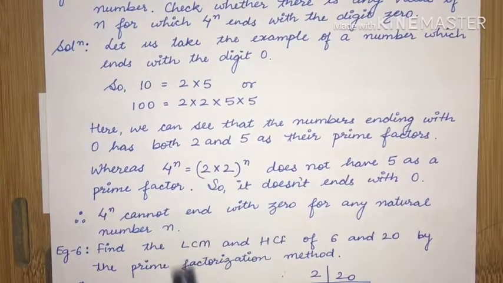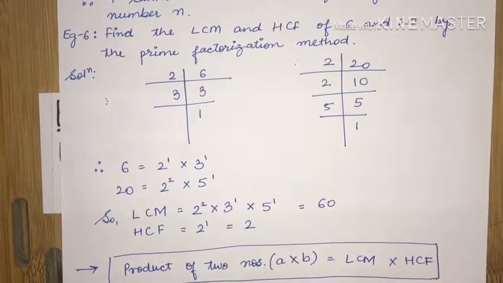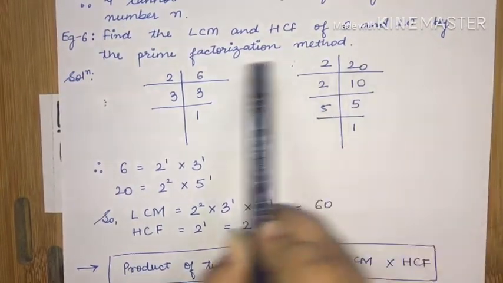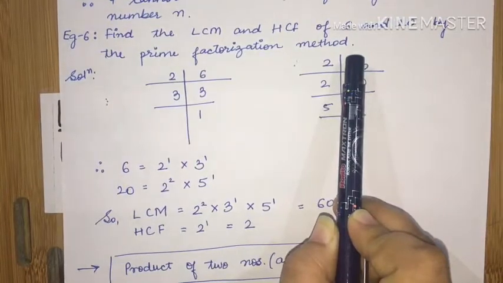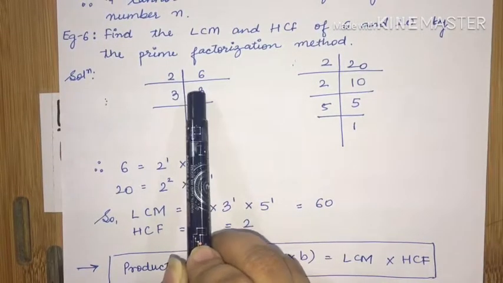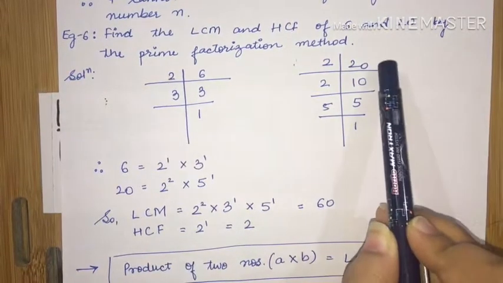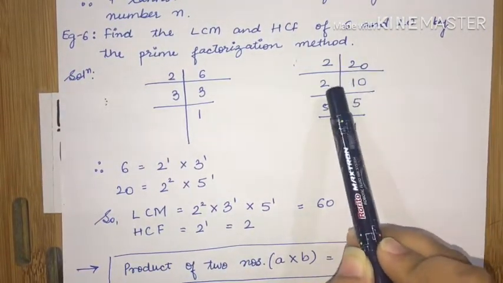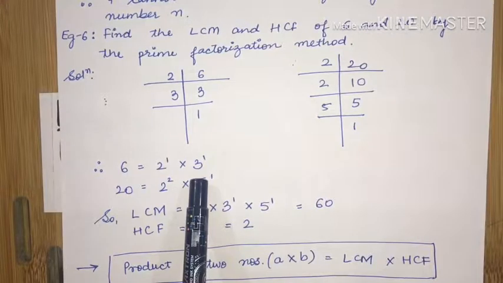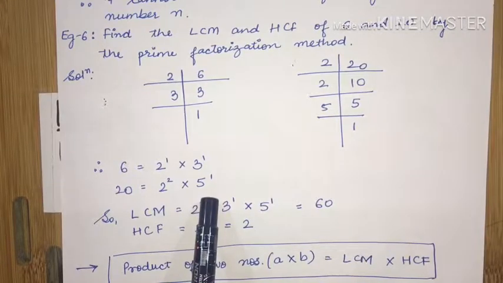Now, let's learn example 6. It says, find the LCM and HCF of 6 and 20 by the prime factorization method. Earlier we used to find prime factors of the numbers, we'll do the same way. The prime factors of 6 would be 2 and 3. Similarly, prime factors of 20 would be 2 into 2 into 5. So 6 is equal to 2 raised to the power 1 into 3 raised to the power 1, whereas 20 is equal to 2 raised to the power 2 into 5 raised to the power 1.